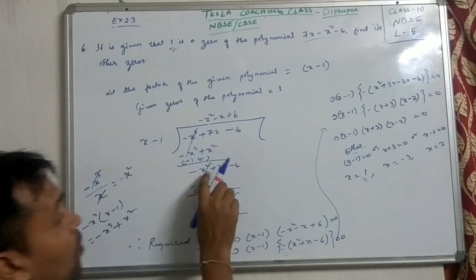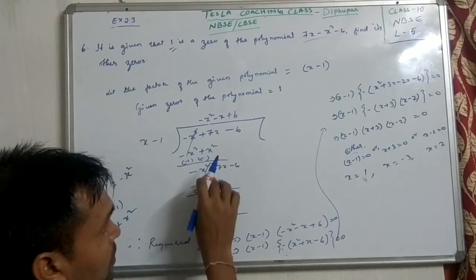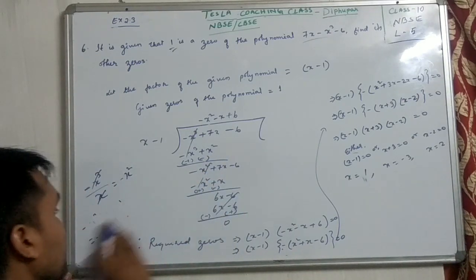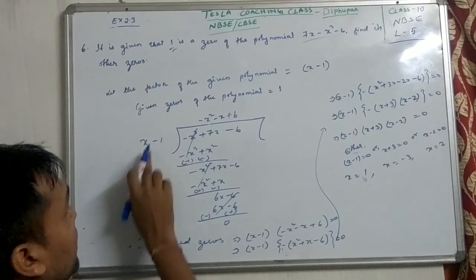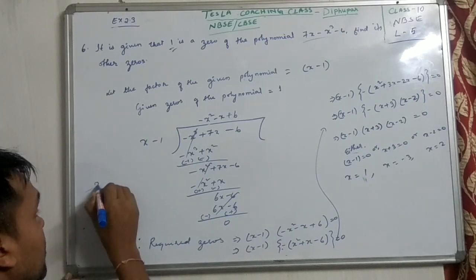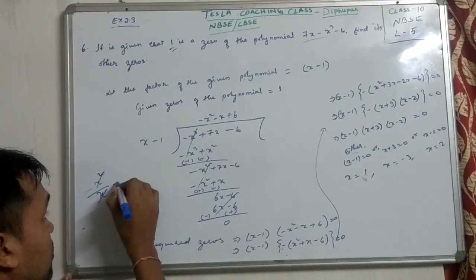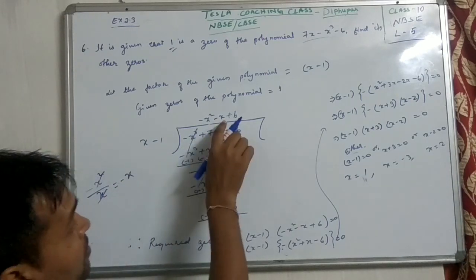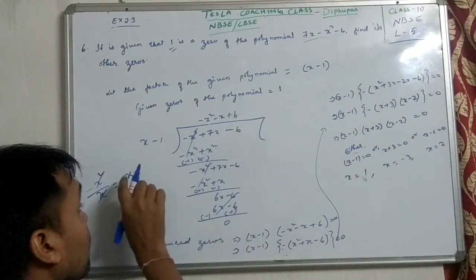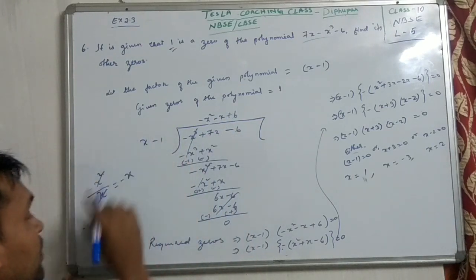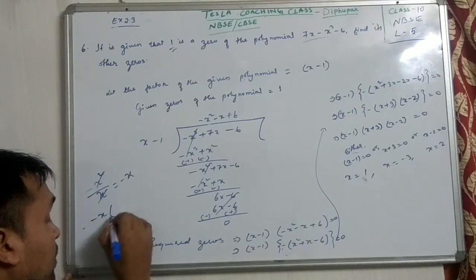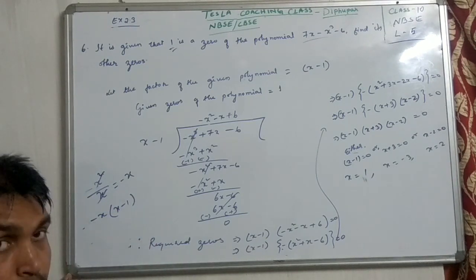Okay. Next, what is the first term here? Minus x square. So this term we will divide by x. What is the first term of the divisor? x. So we are dividing it. So we got how much? Minus x. So this minus x we will write here, and with this minus x, again we will multiply the whole divisor, that is minus x, x minus 1.